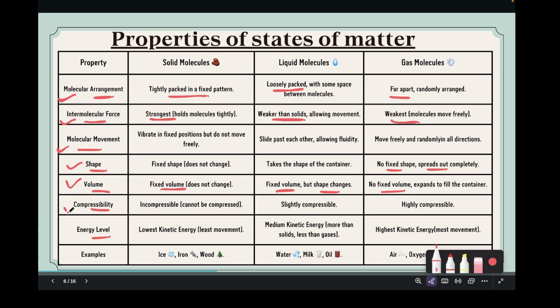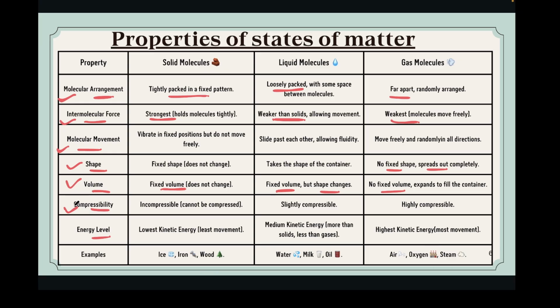Next property is compressibility. Solids are incompressible. They cannot be compressed. There is no space between particles to push them closer. But liquids are slightly compressible, but not easily. Liquid molecules have very little space to reduce. But gases are highly compressible because their particles are far apart. When pressure is applied, the particles can be pushed much closer together.